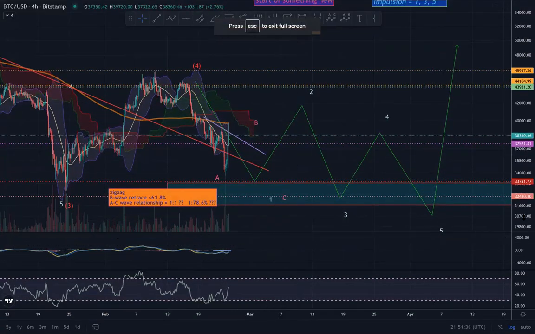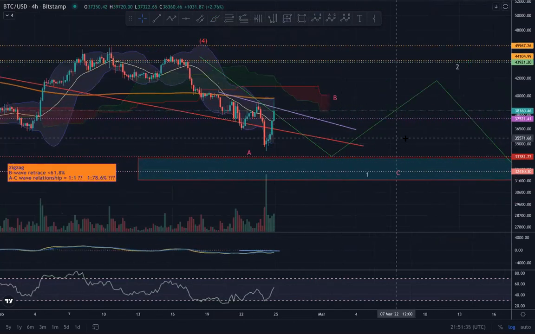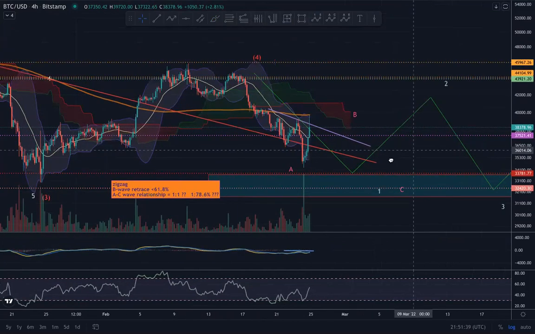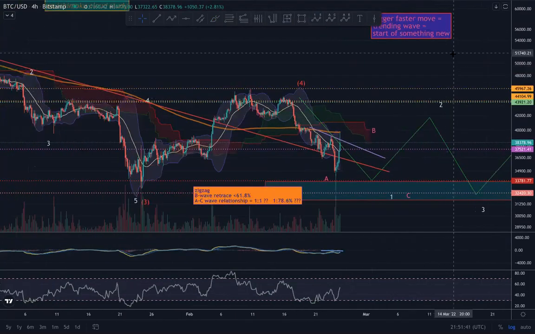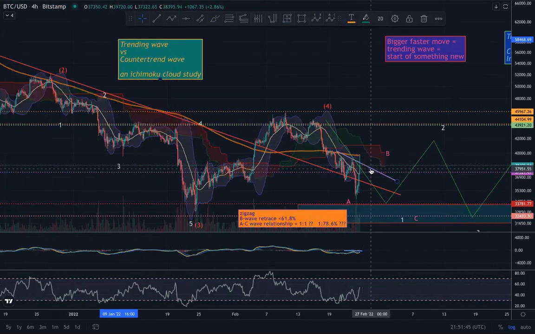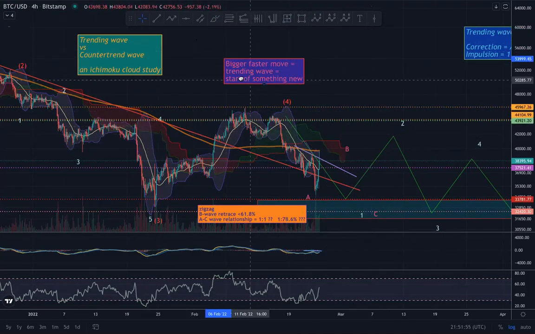Okay, so what we want to look at now is this idea. We've got the Ichimoku cloud idea. Maybe we're going to stay below it or chop within it, but it doesn't look like we are going to necessarily move the B wave above it. But again, we'll see. That's something we're going to pay attention to.